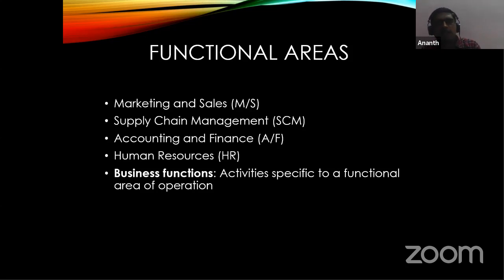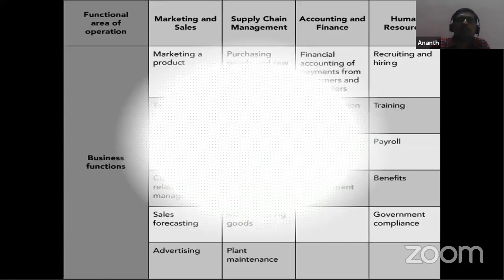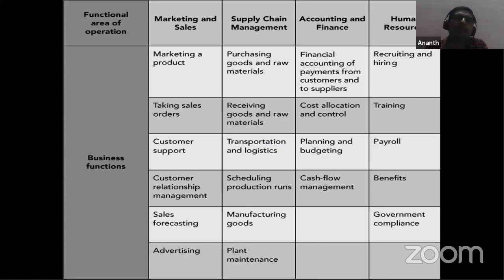Now let us understand what is business functions. In each functional area, people do some specific activities. That is nothing but a business function. For example, these are all, you can call it, the functional areas. You have sales and marketing, CRM, finance, manufacturing, HR, supply chain, purchasing, and project management. So we'll understand deeper what a business function is and what a functional area of operation is.